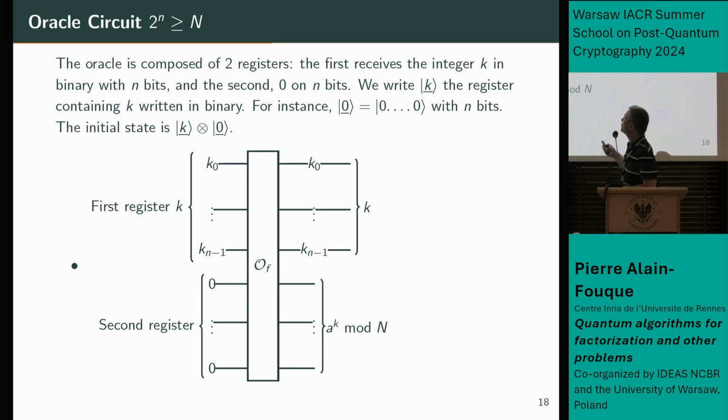And at the output, there will also be the same register, because I initialize with this state, and after the oracle, the first register will still contain the value k. Okay? However, for the second register, I begin with the all-0 state, and at the end, it will store the binary representation of a to the k mod n. And that's the reason why, since n has a small n qubits, I have a register here using small n different rows. Okay?